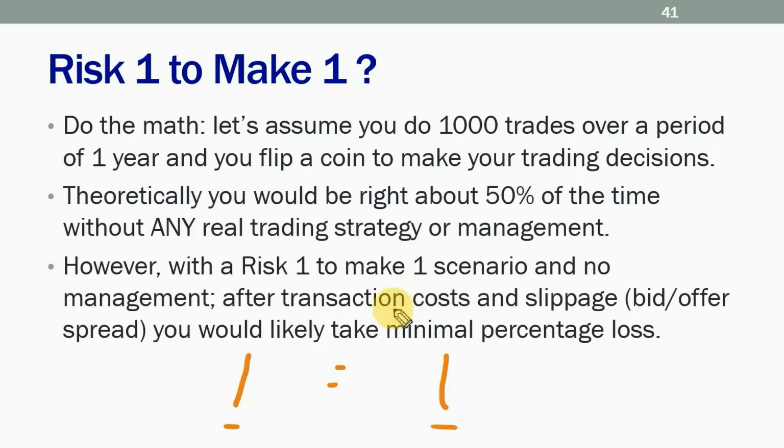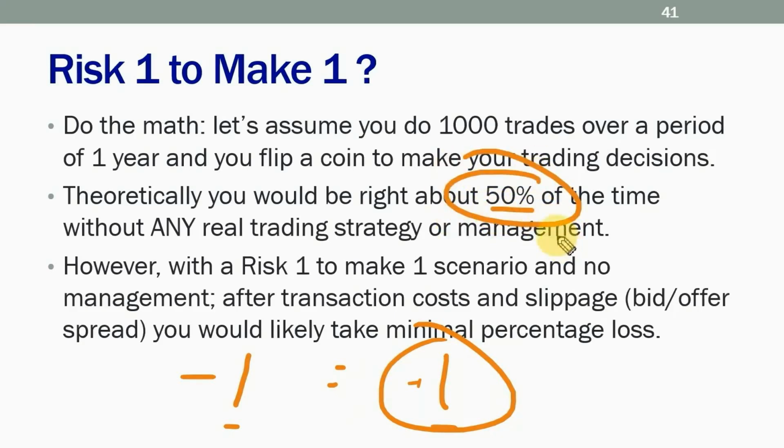They get involved in all kinds of stuff because in a risk one to make one scenario, if you are right more than you are wrong, you make money. How do you know that? Because I'm giving you a risk one to make one, 50% chance. What'll happen is you make a buck, lose a buck, make a buck, lose a buck, lose a buck, make a buck, make a buck, lose a buck. But then after transaction costs, that's commissions and bid-offer spreads, you'll take a minimal loss. Is everybody okay with that?